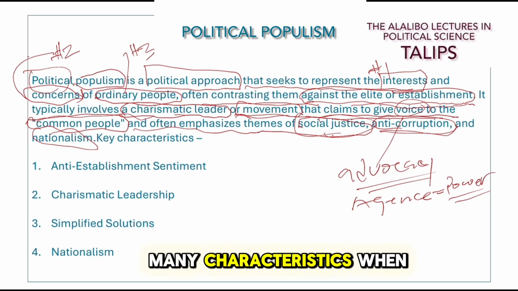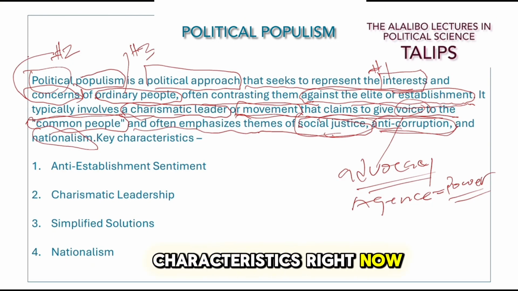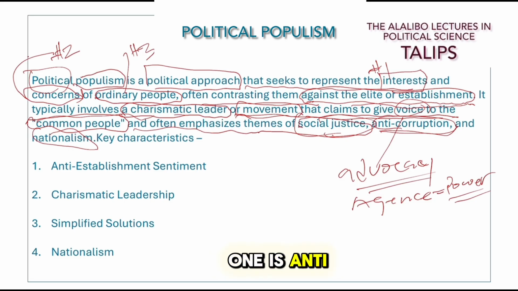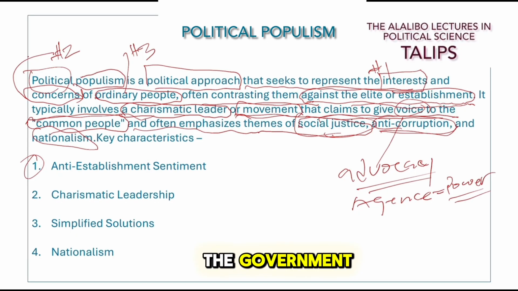So there are many characteristics when we talk about populism, political populism, many characteristics. We're going to highlight 4 of those characteristics right now. And the first one is anti-establishment sentiments, right? So when we talk about populism, there is the anti-establishment sentiment. What does that mean? Establishment means the government, means the people that have been there for a long time, the people that make the decisions, the people that have the say in government and in the lives of the common people, those are called the establishment, right?